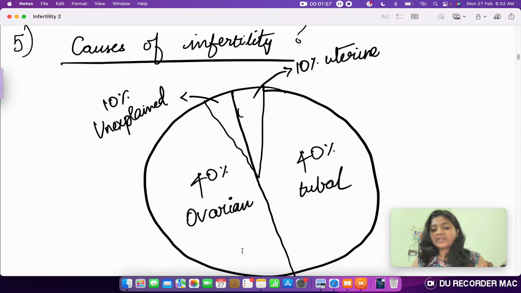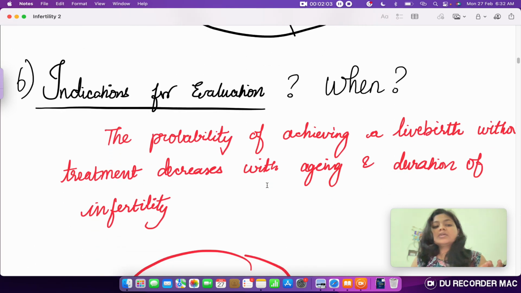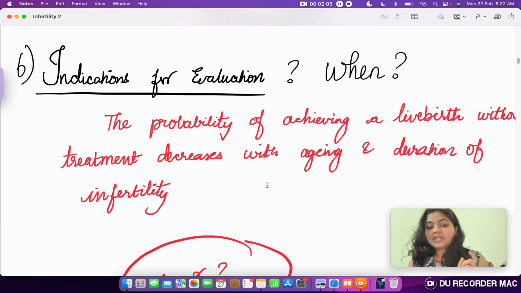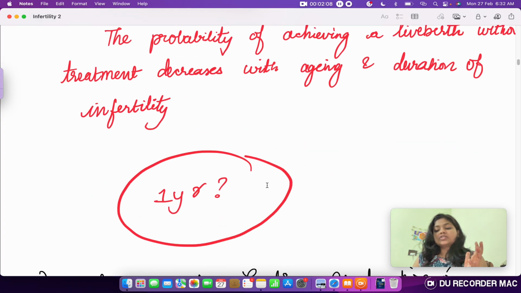So what are the causes of infertility? 40% ovarian, 40% tubal, 10% uterine, and 10% unexplained. So when do we evaluate and why? So we evaluate after 1 year of unprotected intercourse.